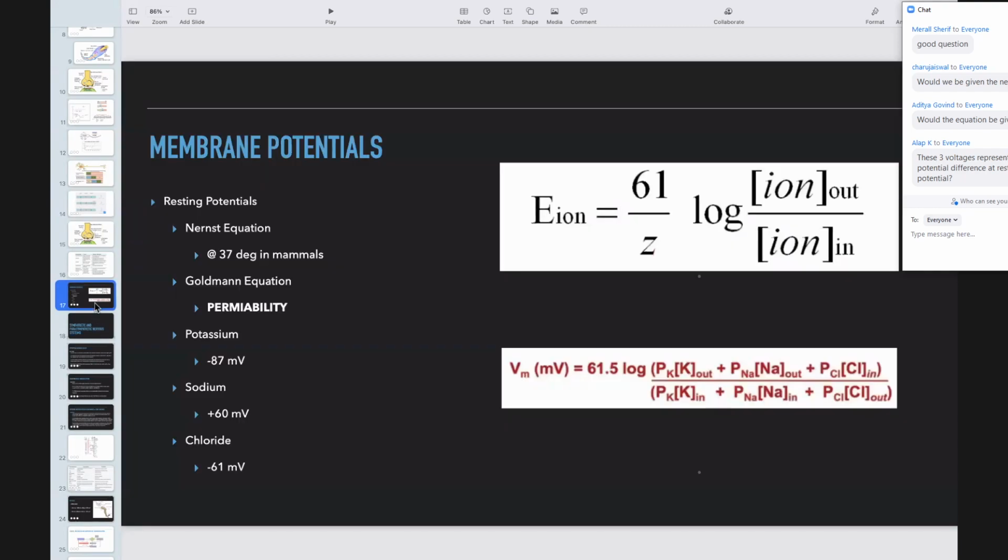So what really matters in the Goldman equation, what really matters in anything here, is what we're permeable to, what channels are open. The Nernst equation is telling us at rest what their voltages are, what their resting potentials are. And what the Goldman equation is saying is which resting potential is in the driver's seat. So at rest, potassium's in the driver's seat. So we're going to be closer to the potassium resting potential.